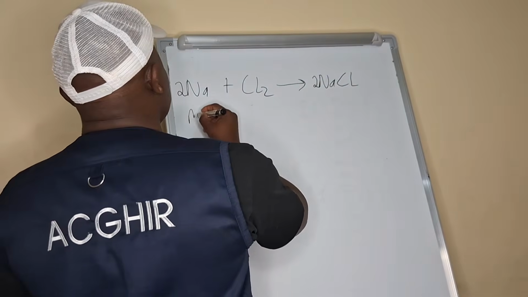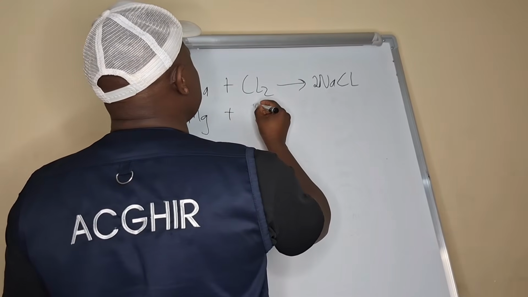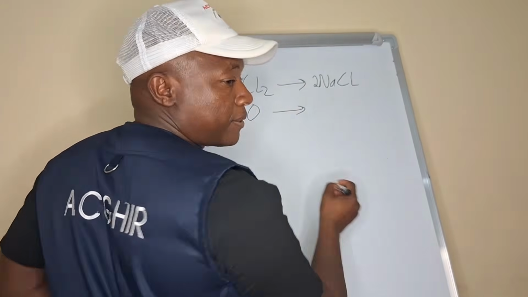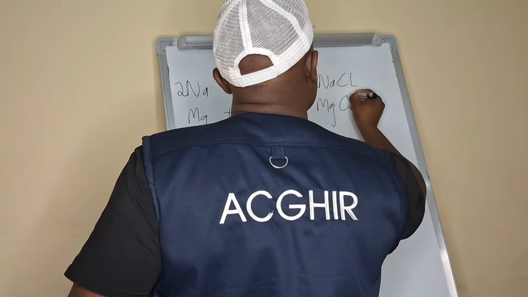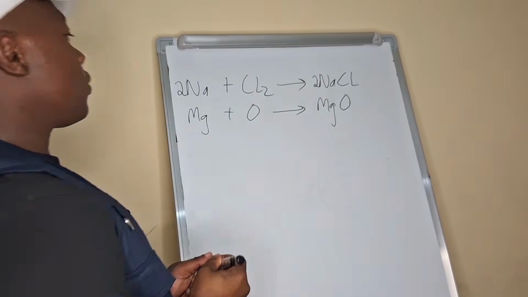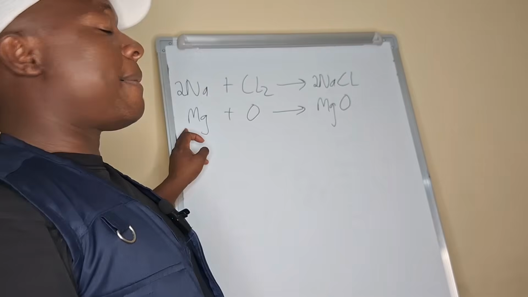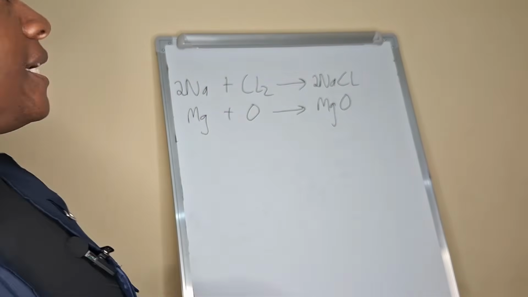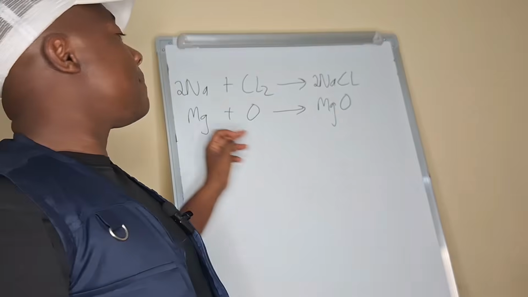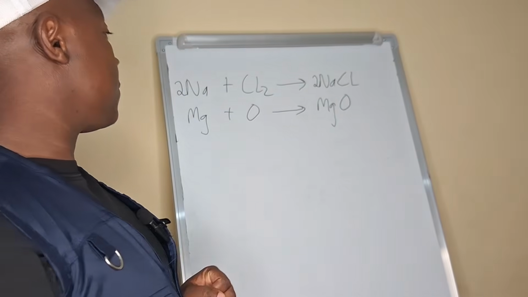Right. Let's go to the next one. Magnesium plus oxygen to give us magnesium oxide. With this one, we have 1 magnesium atom on the left hand side and 1 magnesium atom on the right hand side. So as far as magnesium is concerned, it is a balanced equation.